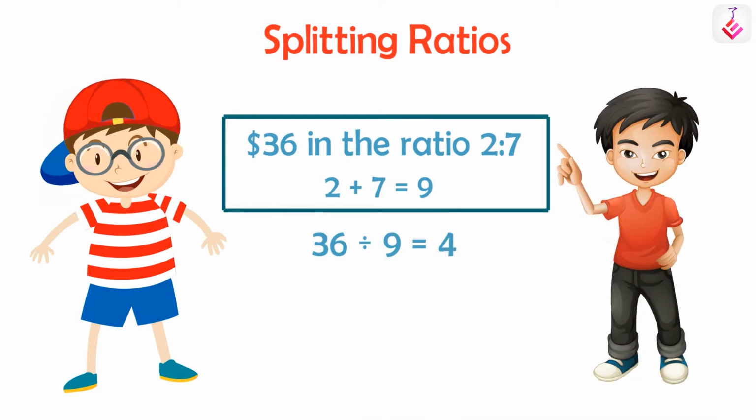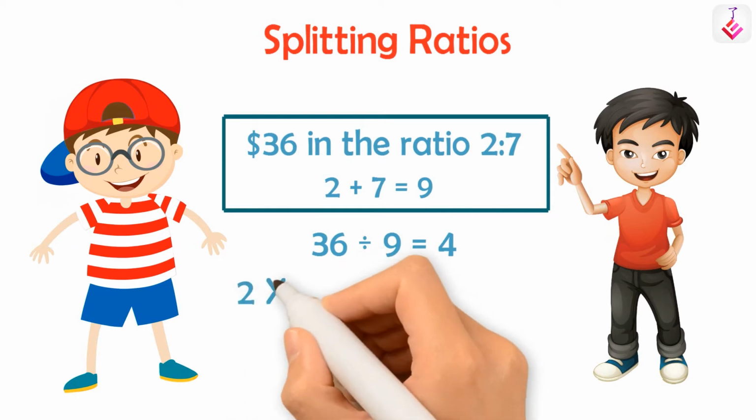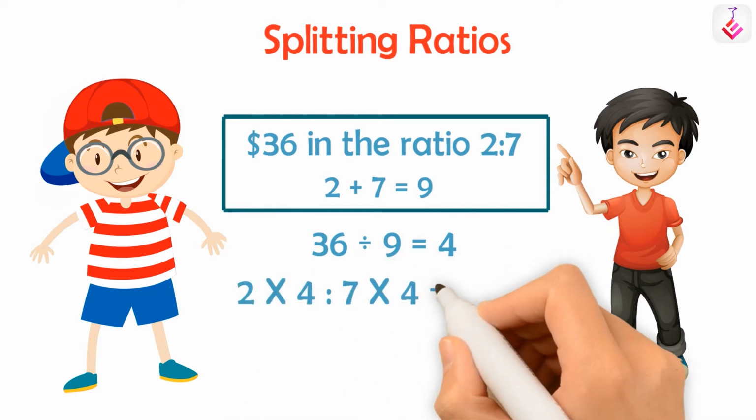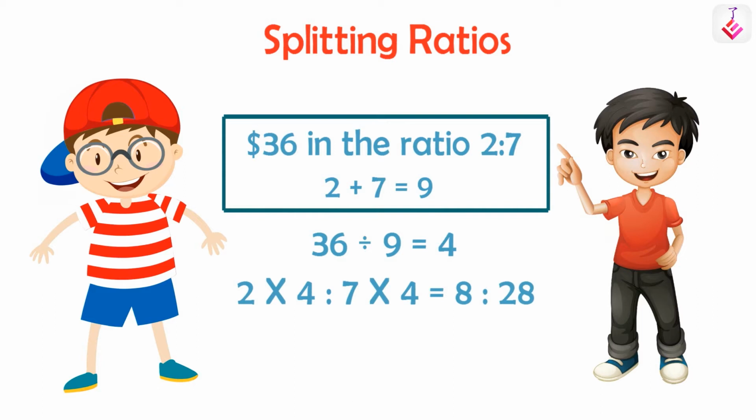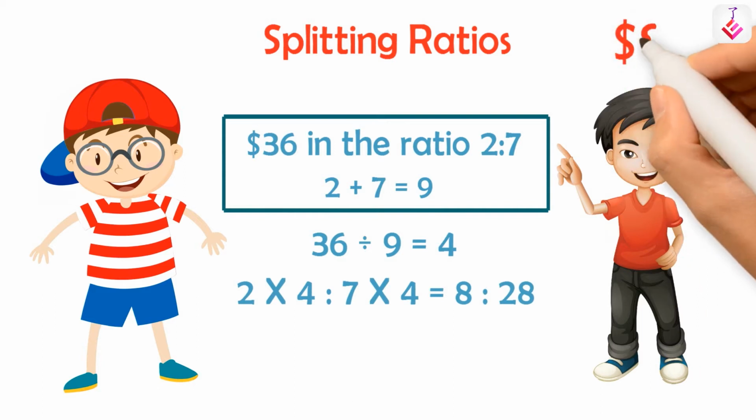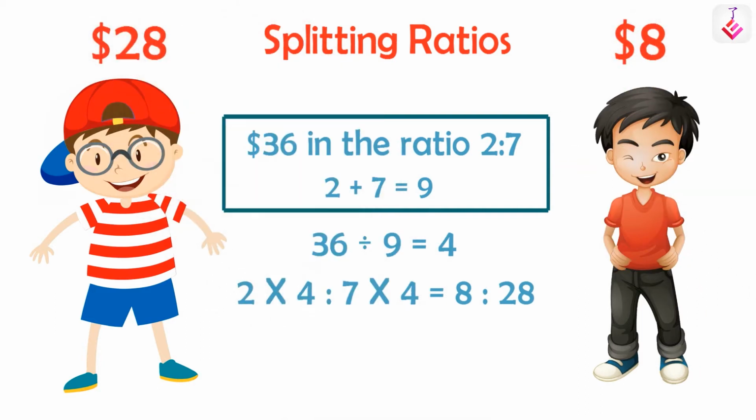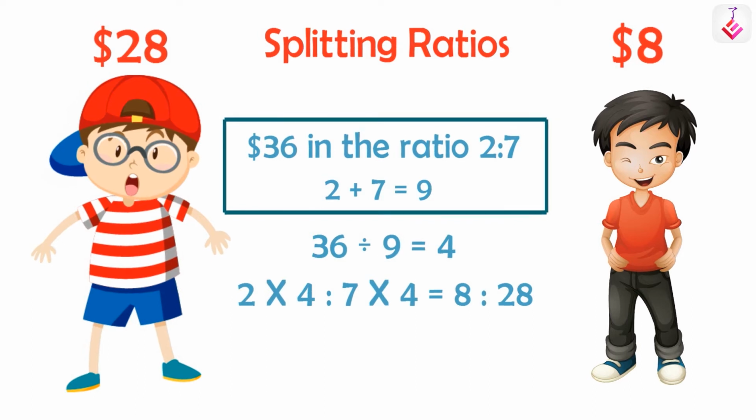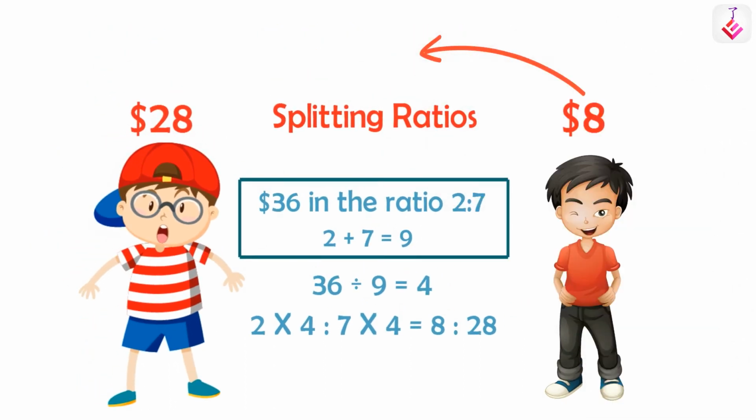Let's multiply up the ratio. 2 into 4 to 7 into 4 equals 8 to 28. So, Bob will get $8 and Ron will get $28. You can check if it is right or not. Just add together to check. $8 plus $28 equals $36. Perfect.